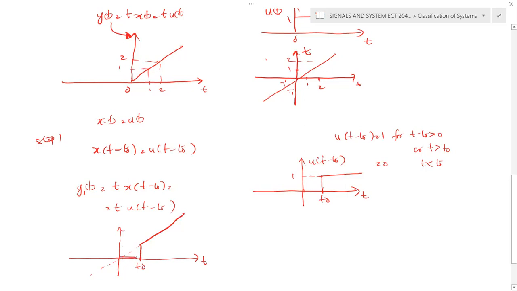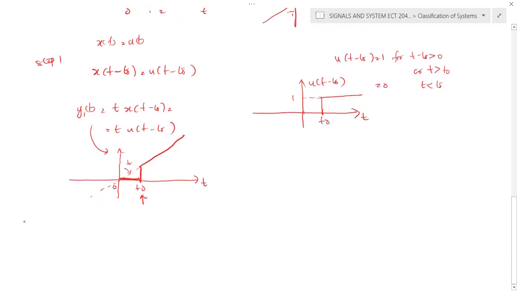So in this particular region, signal amplitude is 0. That is actually t into u of t minus t0. The dotted line is actually indicating t, but if you multiply t into u of t minus t0, it will exist only from t0 onwards. So from this particular point onwards, u of t minus t0 exists. So this is the signal y1 of t, or t into u of t minus t0. In step 2, we got the output when the input signal is shifted.